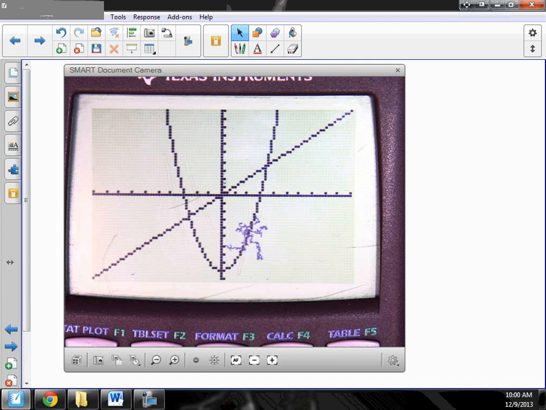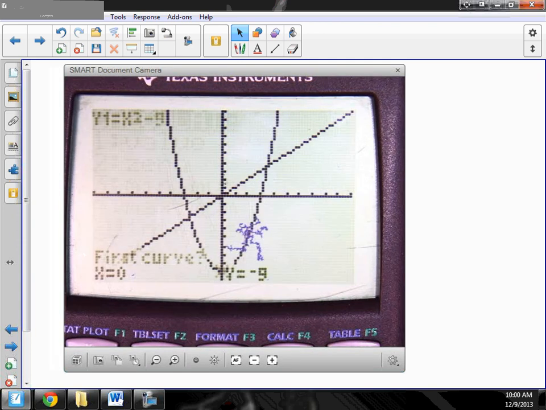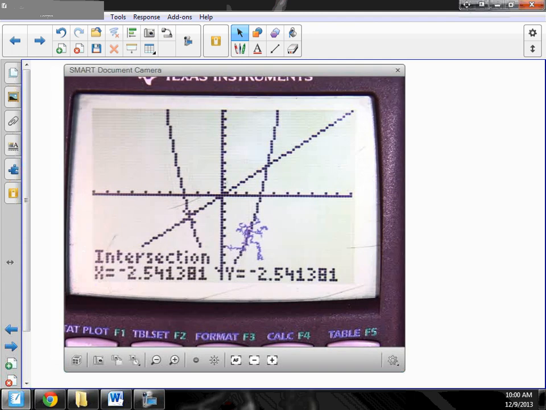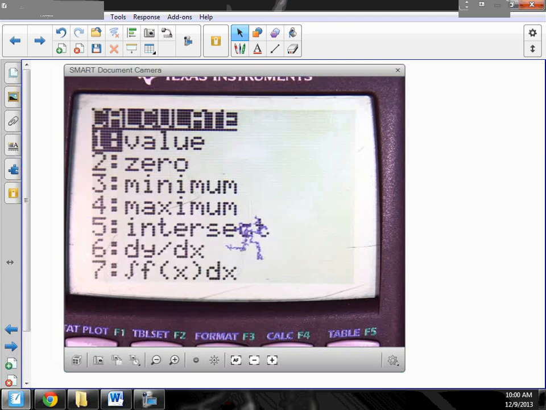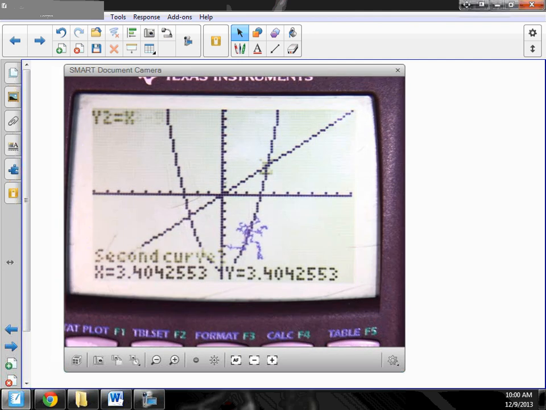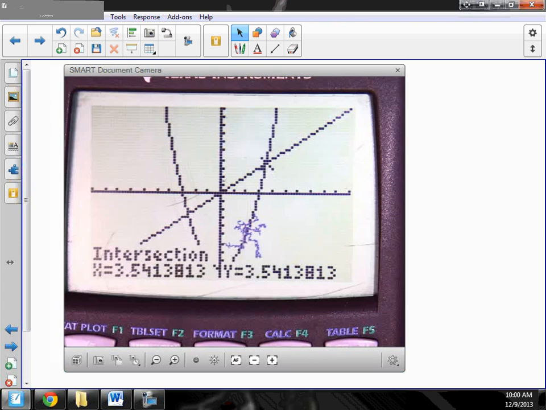So the only trick is when you do your guess needs to be close to the intersection. So second calc intersect, and I just go over to my first guess, enter, enter, enter. There's the first answer. Second calc intersect, and I go over to the other intersection, and I do the same thing. Enter, enter, enter, and there's my second intersection. So some of the problems in your assignment today might have 4 answers or no answers or 5 answers. It depends on the problem.